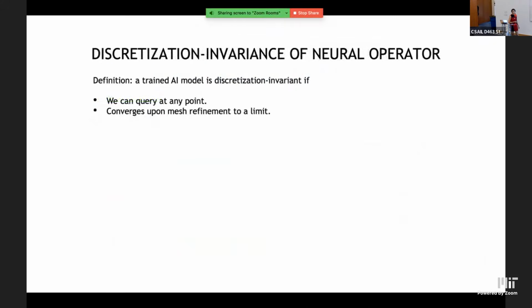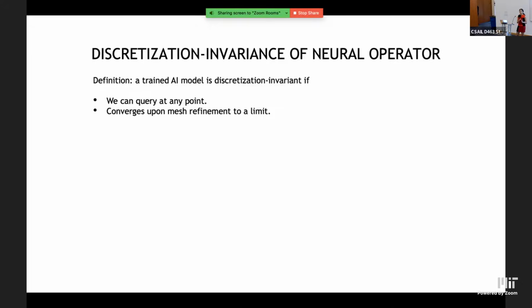So what are some wish list items we want from a neural operator? As I said, we want this notion of discretization invariance. That doesn't necessarily mean you get the same answer at every discretization; that is too stringent to satisfy. But you want some kind of consistency. First of all, you should be able to query at any point in the domain. That rules out, for instance, convolutional neural networks, because there the grid is fixed. You cannot query outside of it unless you do something like interpolation on top of it, so you cannot directly use that. That's the first requirement.